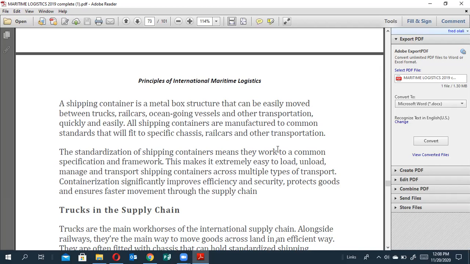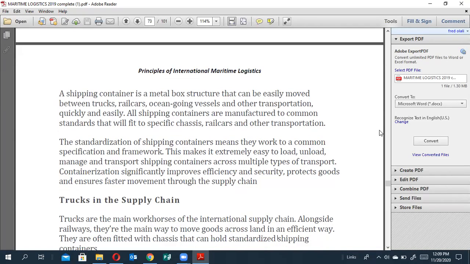So all shipping containers are manufactured to a common standard that will fit specific chassis or rail cars and other transportation. So we normally have a 40 feet container and a 20 feet container. Those are the standard containers which are used. And also, in other markets, we have the 45 feet containers, like in the American market.